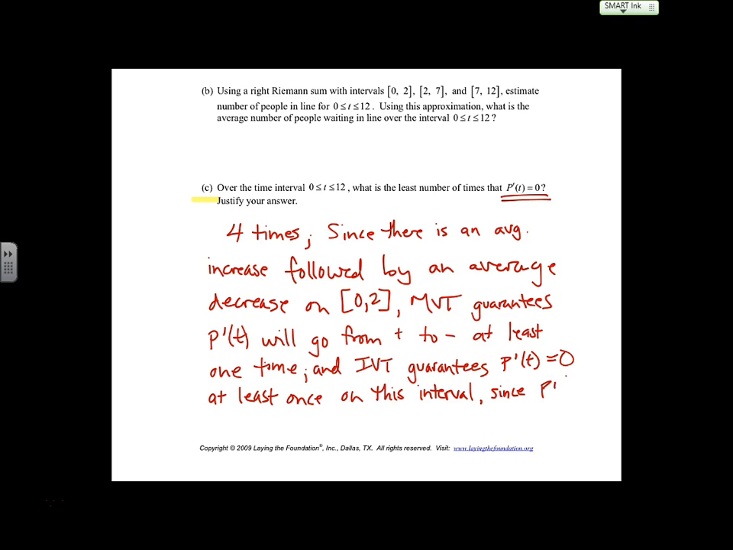Since P prime is continuous, by similar reasoning or similar logic. You don't have to necessarily explain it for every single one. 3 more zeros of P prime are guaranteed.